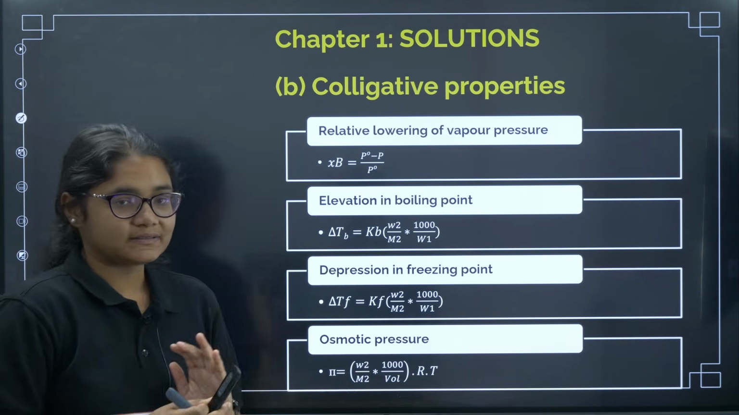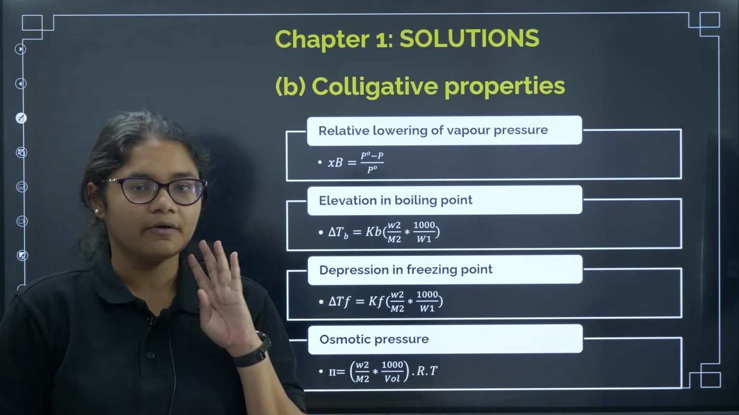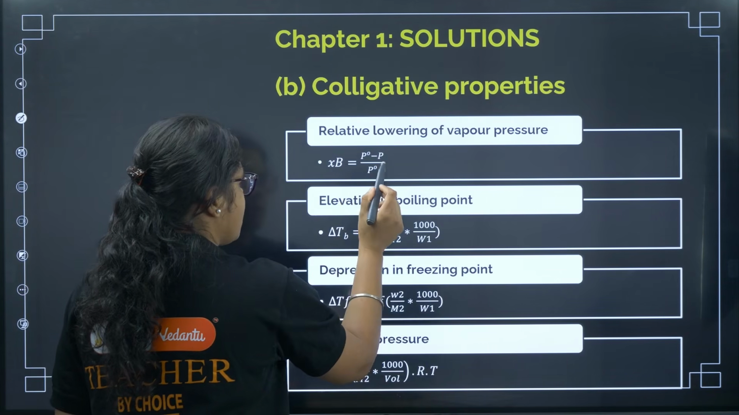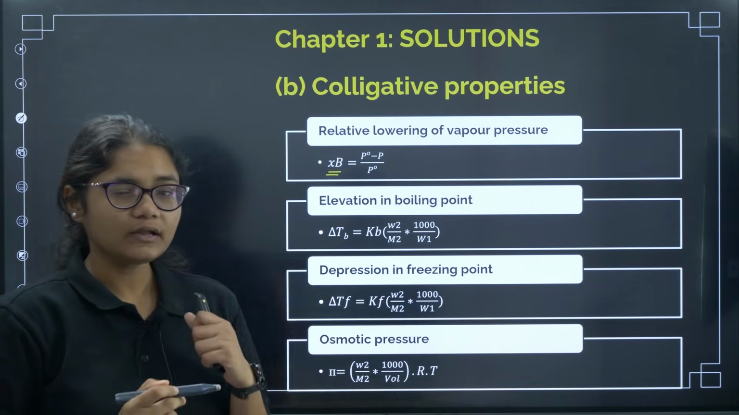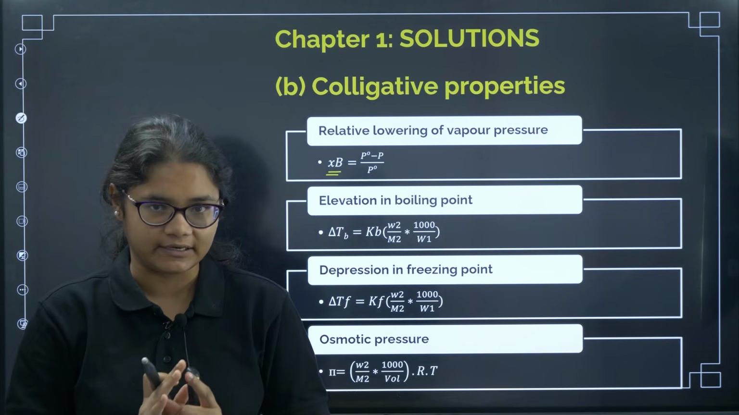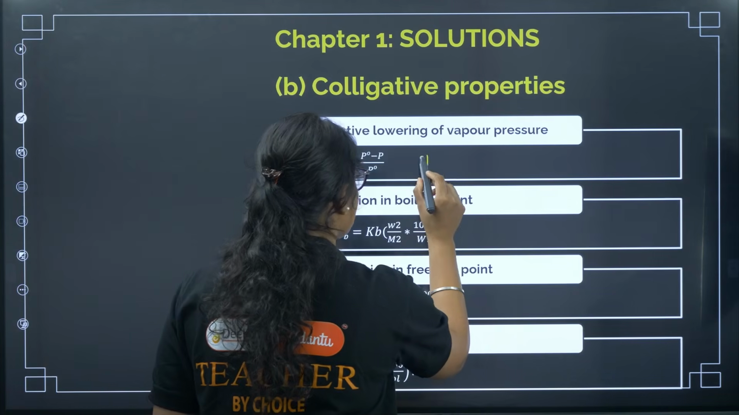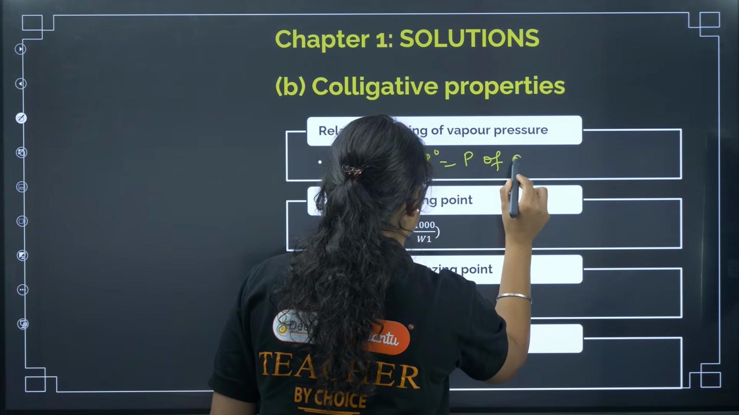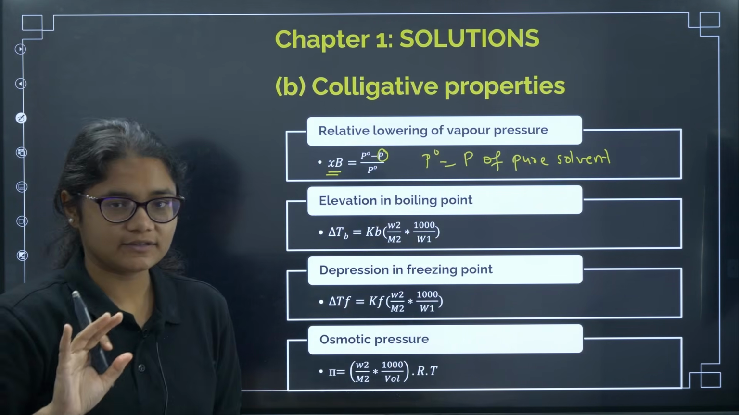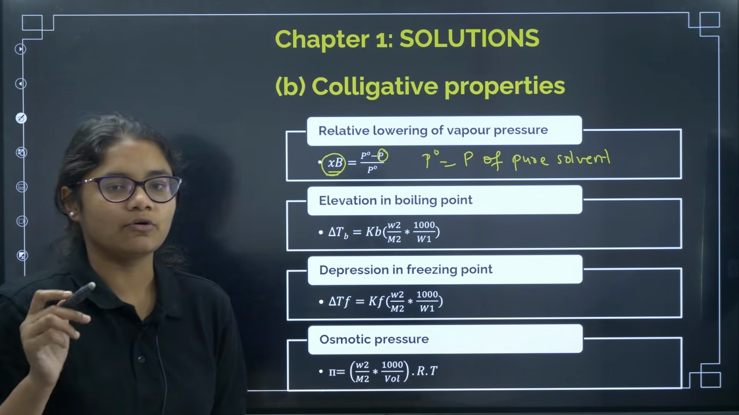Easy. Now coming to the most important topic in the solutions chapter, the colligative properties. We have four important colligative properties. The first one is relative lowering of vapor pressure: P0 minus P by P0 is equal to X2. Whenever you add any solute to a solvent, the vapor pressure will decrease. P0 is the pressure when you didn't add any solute, that is the pressure of the pure solvent. P is the pressure after adding the solute, and X2 is the mole fraction of the solute added.